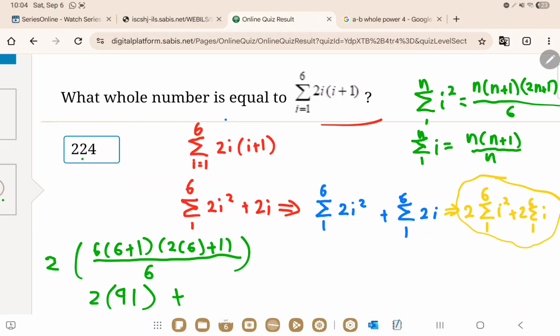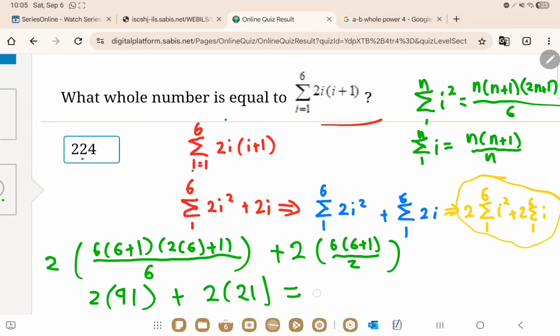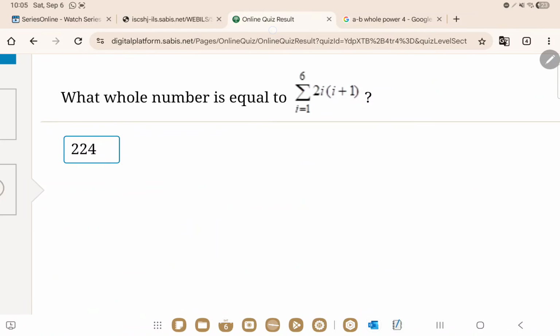Plus, you do the same with the 2i. Now for i, it's way easier because it is 6 into 7, which is 6 plus 1, all over 2. 6 into 7 is 42. 42 divided by 2 is 21, so it's 2 into 21. And just put this equation into your calculator, you're going to get 224. And that is it. Moving on to our next question.